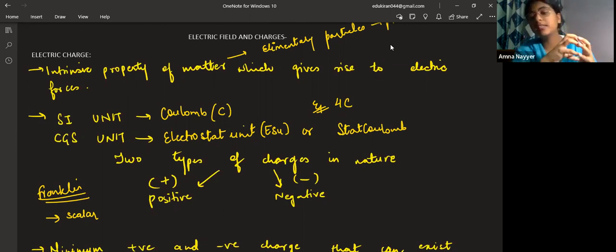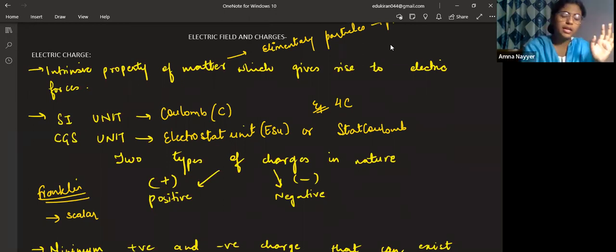It's just that the basics of 11th, which you have done, all the basic vectors, these will be used. Parallelogram law, triangle law, Cartesian form, polar form, all these will be used. Apart from that, this whole is a new unit. So the SI unit is Coulomb and the CGS unit is electrostatic unit or stat Coulomb. Two types of charges exist, positive and negative.